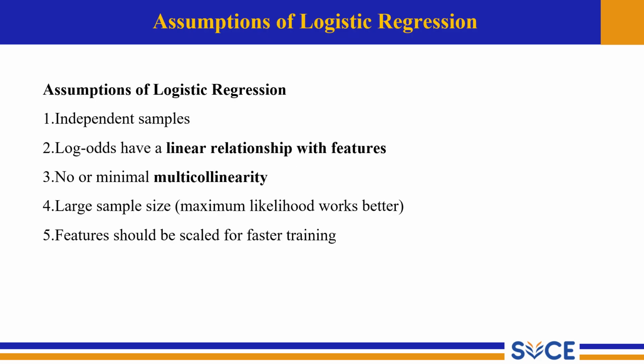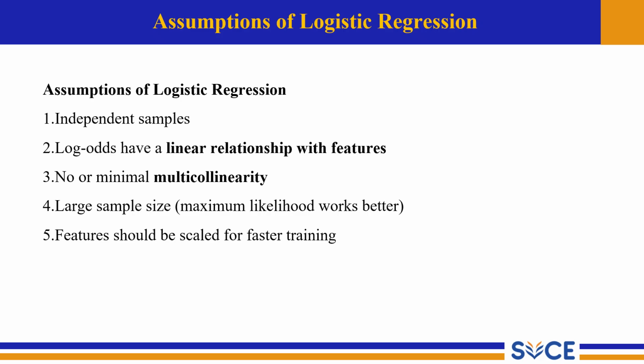Assumptions of logistic regression. The key assumptions help to ensure that the model performs reliably and that the results are meaningful. First, independent samples. Each data point should be independent of the others. If samples influence each other, the model's estimates can become biased. Second is the linear relationship in log odds. The log odds of the outcome should have a linear relationship with the input features. This does not mean the probability is linear, only the log odds.